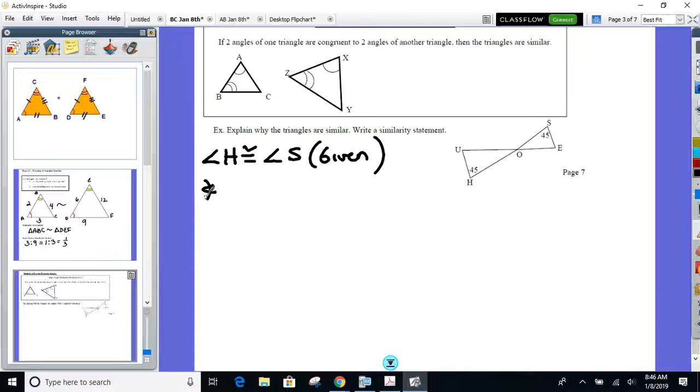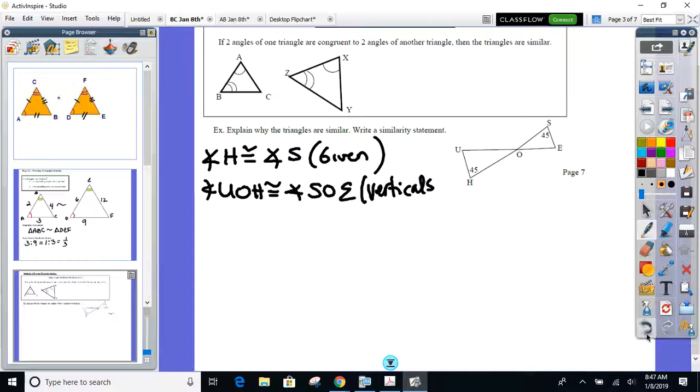Thank you for not saying O is congruent to O. Angle UOH is congruent to angle SOE. Why is that true? This is all good review here. Vertical angles are congruent. I'm just kind of doing a mini proof here without the setup. Vertical angles congruent.